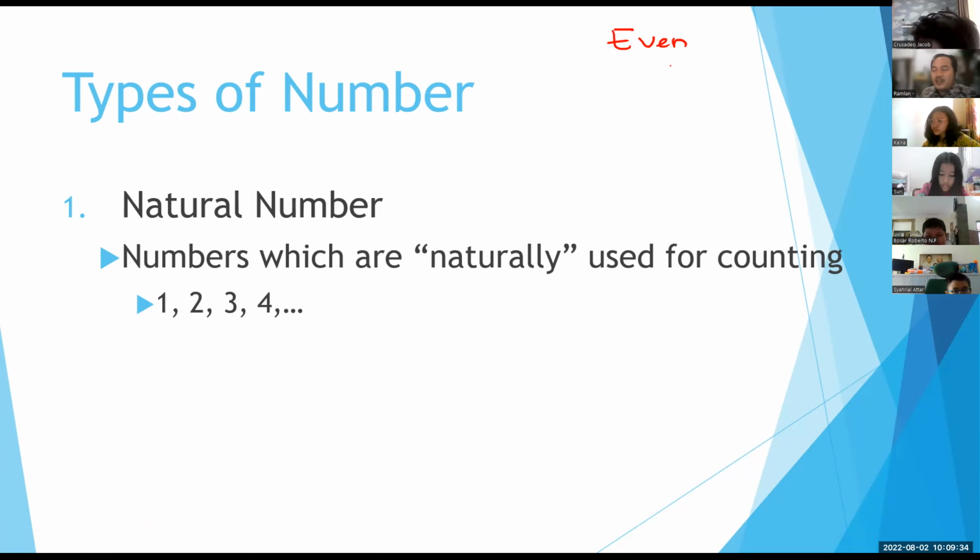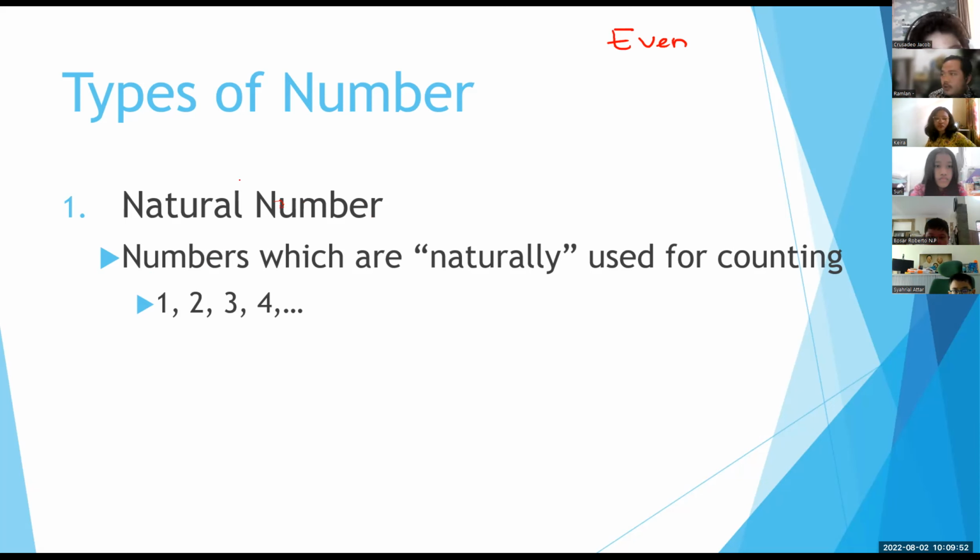Okay, so this is one of the example types of number, but we're not talking about just this one. We're going to classify types of number based on the Venn diagram. This is the first type of number that I'm going to give you, which is what we call a natural number.